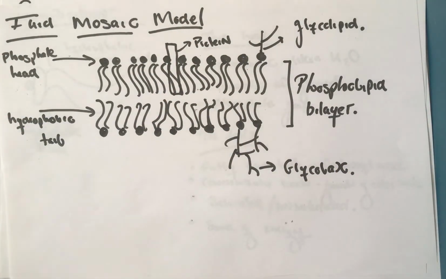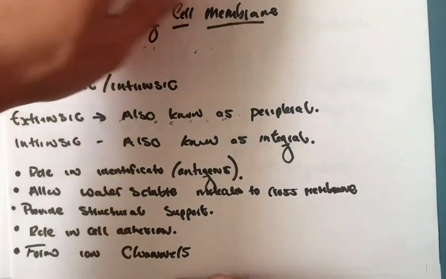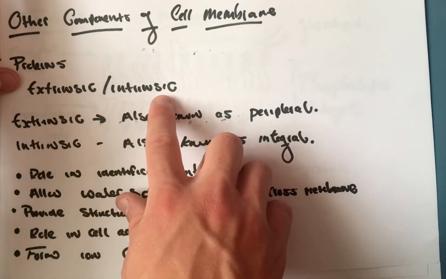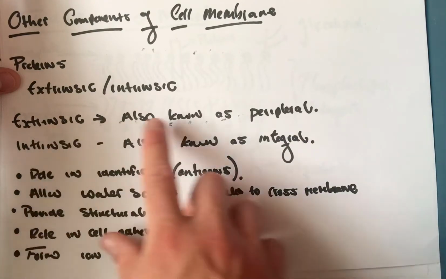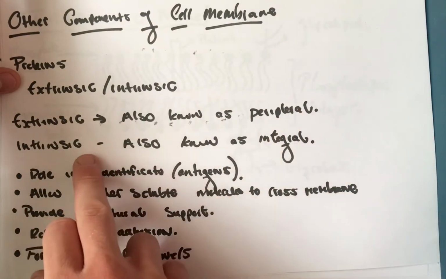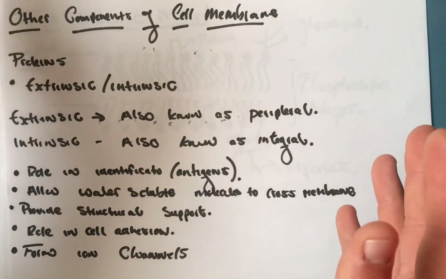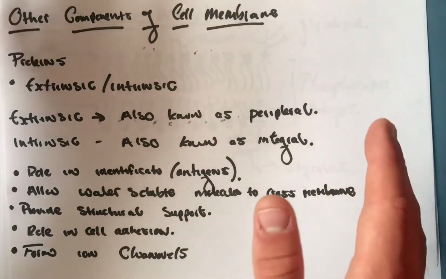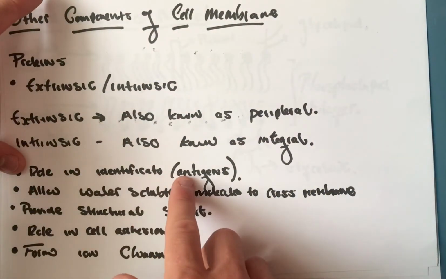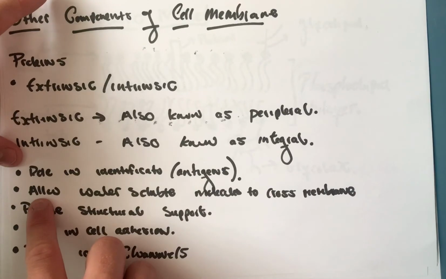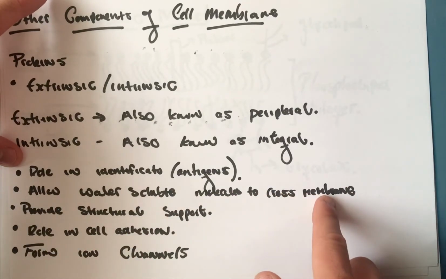So I've got the other components of the cell membrane, like I've just said. You've got two types of protein which can be found in the cell membrane. So we have extrinsic or extrinsic. So extrinsic can also be known as peripheral proteins, and intrinsic proteins can also be known as integral proteins. So these are the same thing, they've just got different names, so don't let that confuse you. So the function of proteins is they're able to act as identification for the cell, so for example antigens to enable vaccines or pathogens or anything else to bind to the cell. They also form channels to allow water-soluble molecules to cross the membrane.